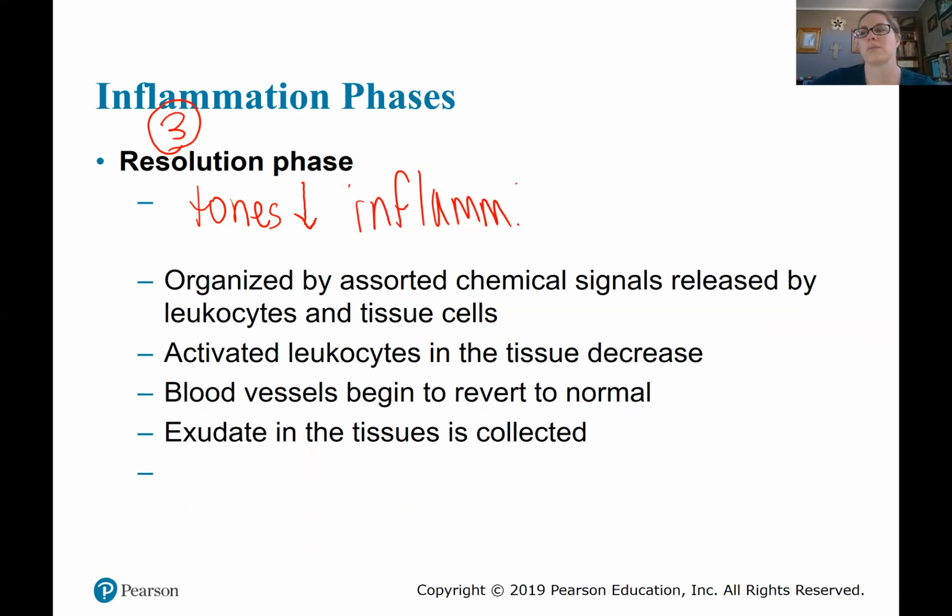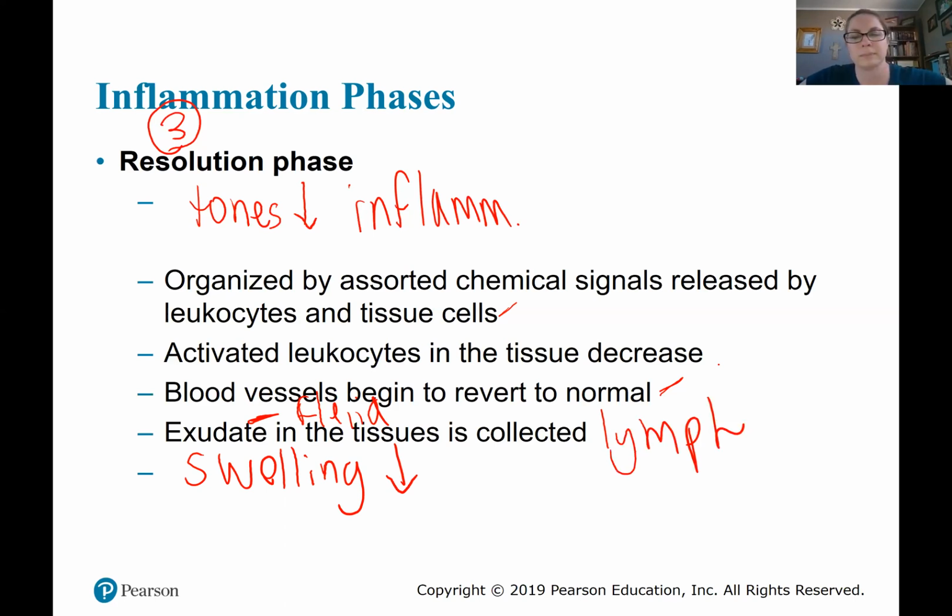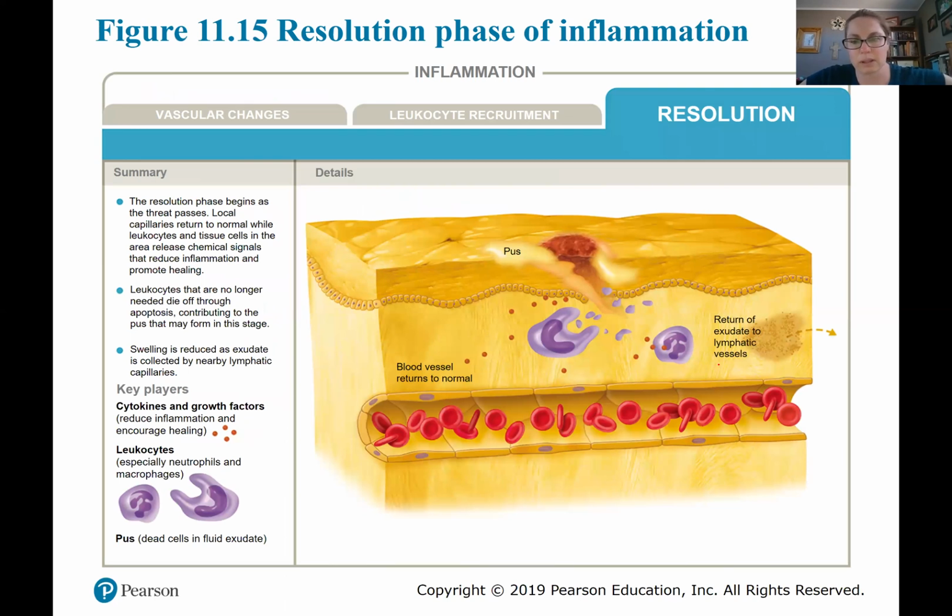So we start to see a recovery, we start to see the infection get under control, and this just basically backs off the immune response to get things back to normal. Blood vessels go back to their normal size, chemical messages are toned down, and swelling is toned down. And that exudate, that extra fluid or the edema, is then collected by the lymphatic system, which can clean up anything else that's left over. So this is that resolution phase where you start to get things cleared up.